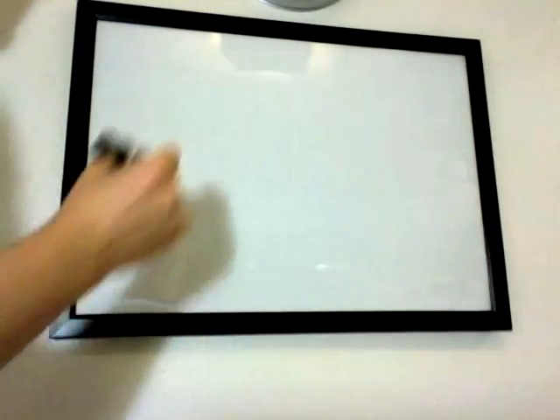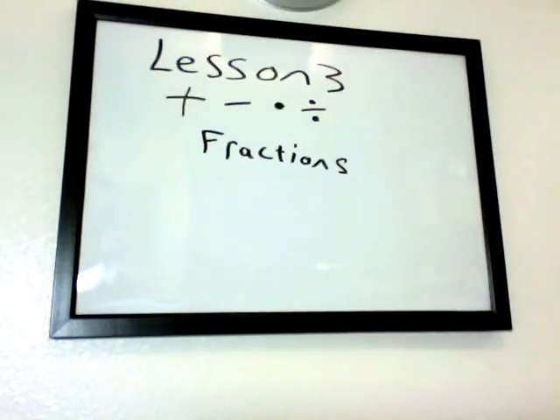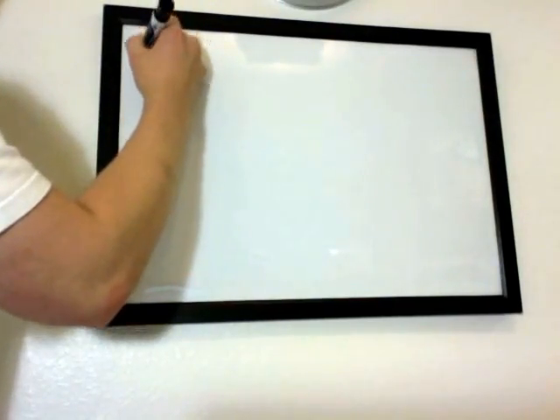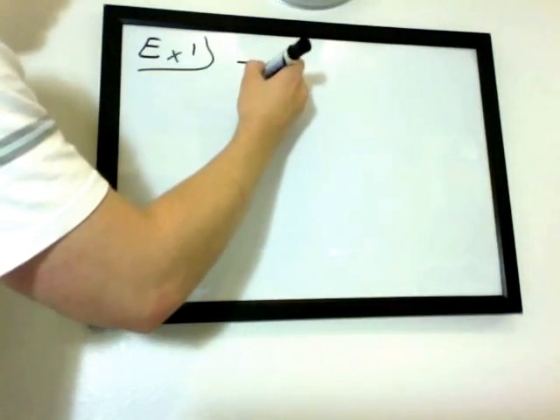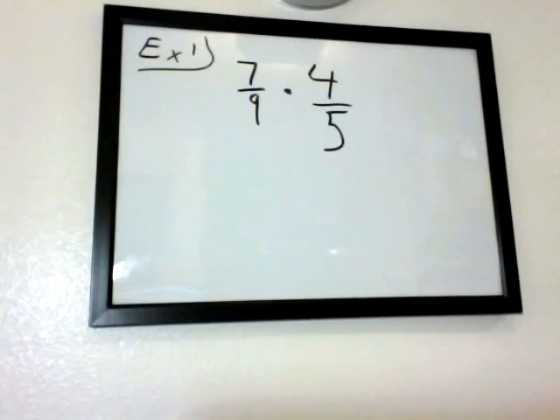Okay, today's lesson will be on lesson 3. This will be multiplying, dividing, and subtracting fractions. First example that we'll go over. Let's say we have 7 ninths multiplied by 4 fifths.